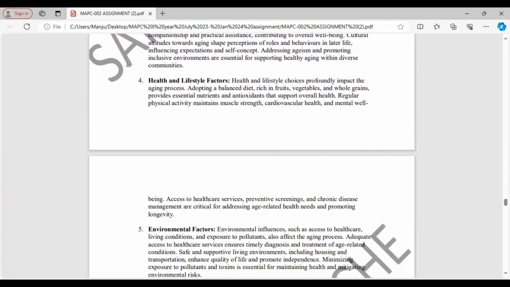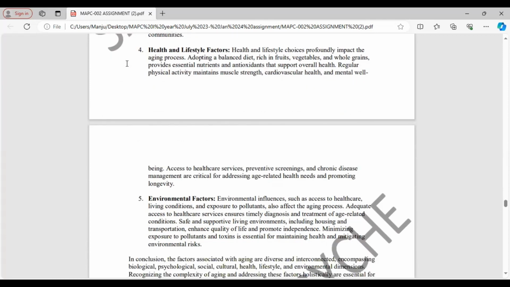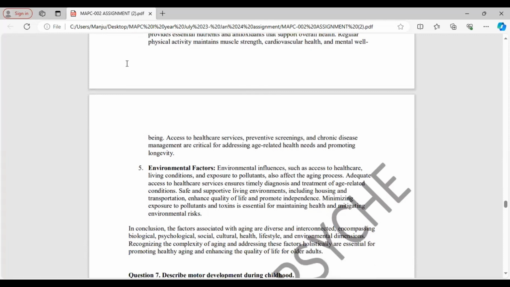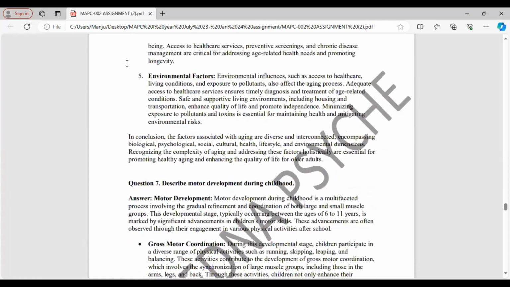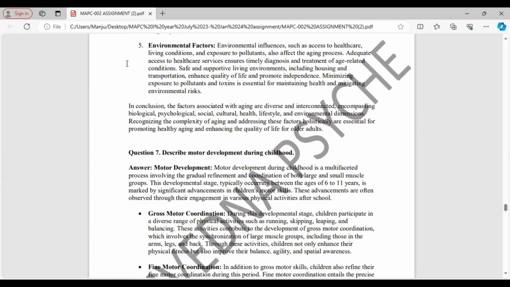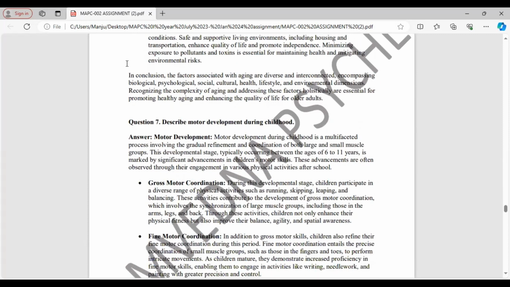Health and lifestyle factors. Health and lifestyle directly impact the aging process. Adopting a balanced lifestyle, that is with a balanced diet which is rich in fruits, vegetables, and whole grains, provides essential nutrients and antioxidants which support overall health of the individual. Then environmental factors such as access to healthcare, living conditions, and exposure to pollutants, they also affect the aging process. And finally, then you'll conclude your answer and move on to the next question, that is question number 7.